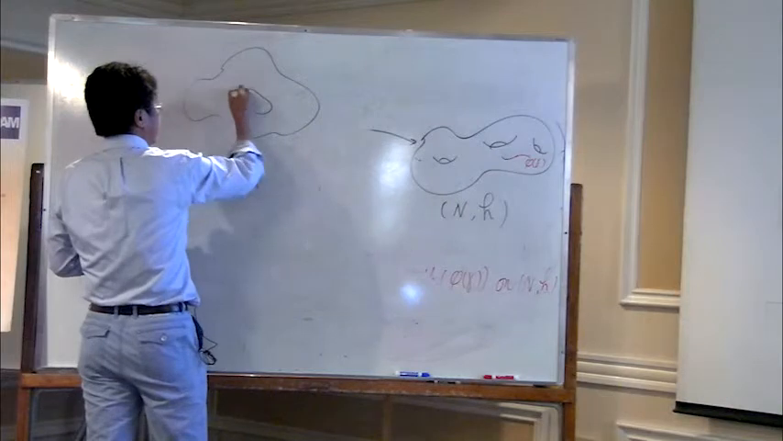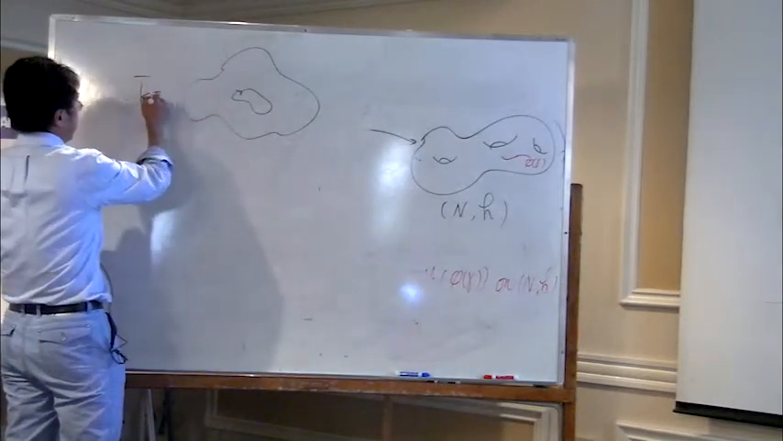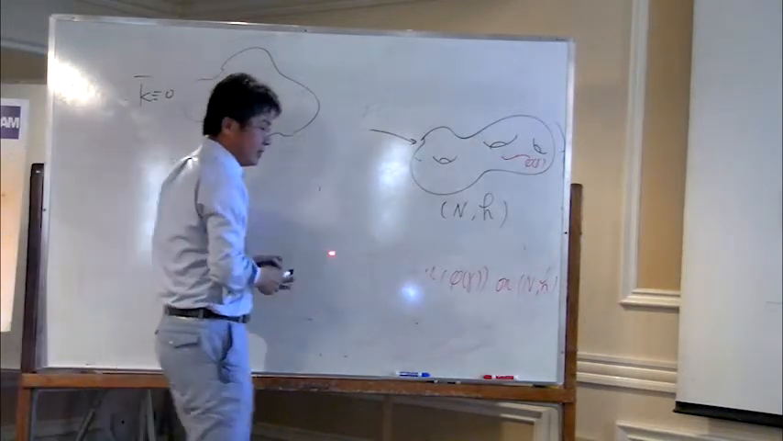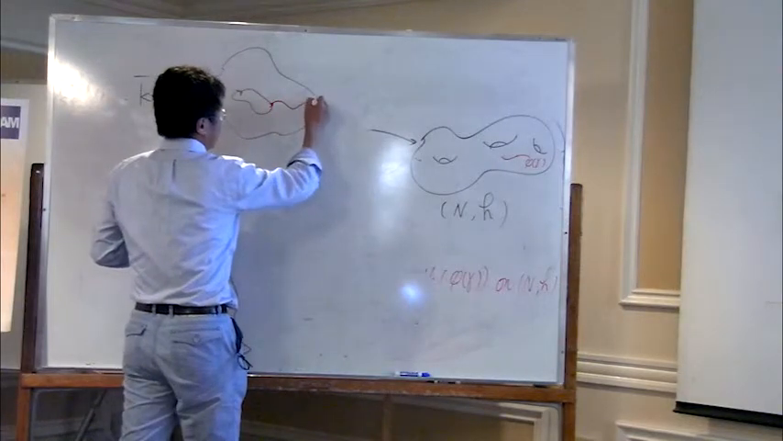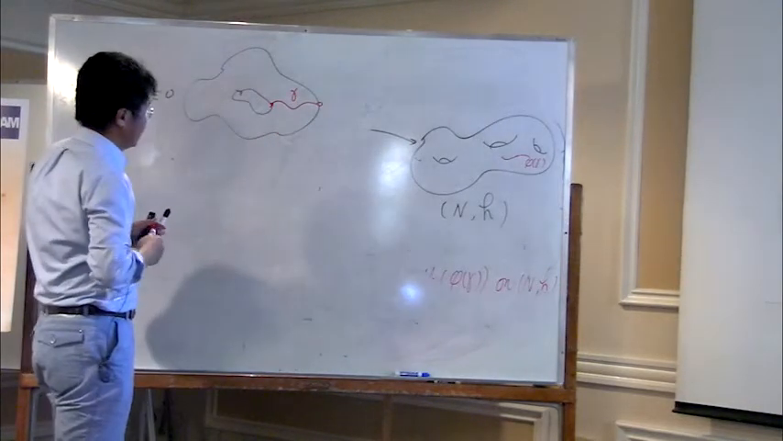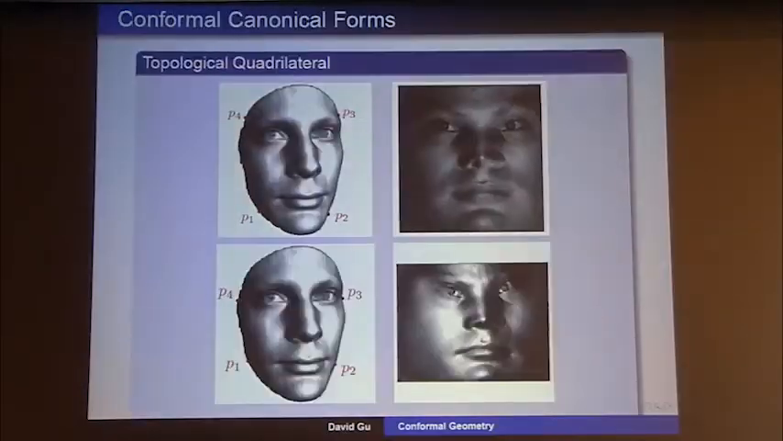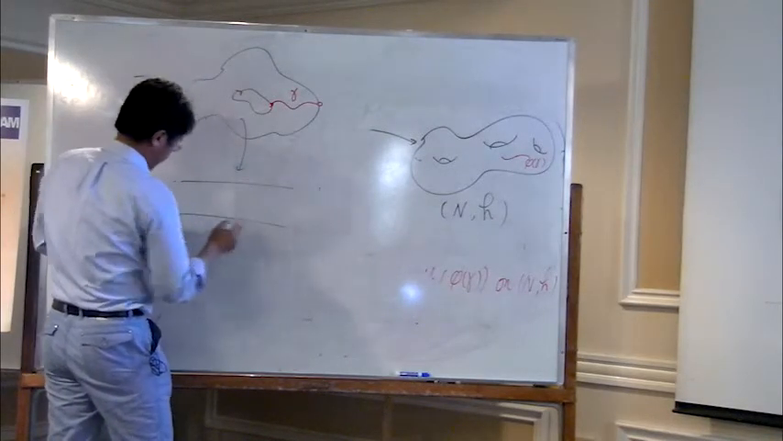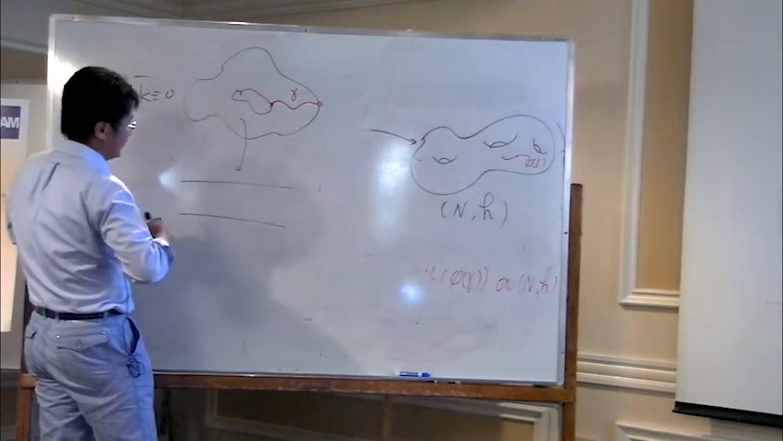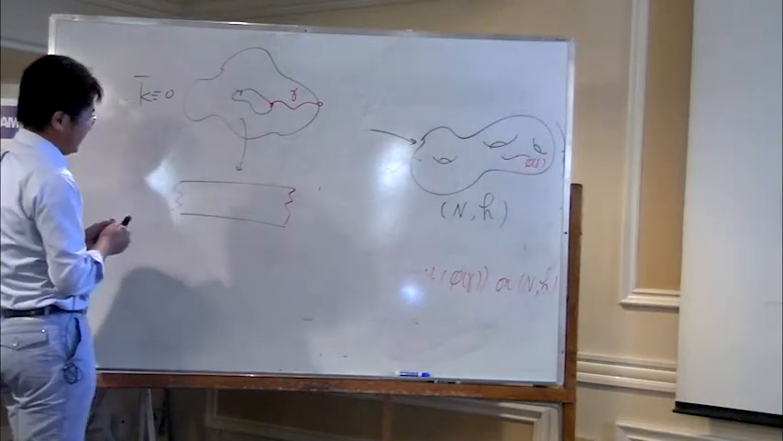So here you have an input surface. Then you set the k bar equal to 0 everywhere. Then you find an arbitrary cut. You find a cut here. This is gamma. Then after running a Ricci flow, you can map this to the planar strip. That one is showing here. This boundary maps to this boundary, maps to this boundary.